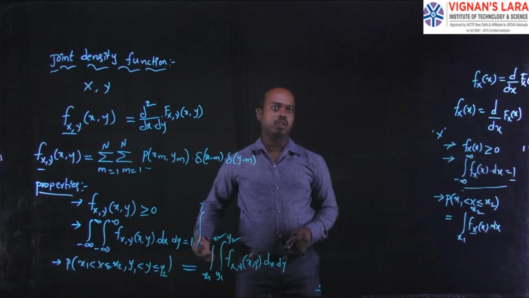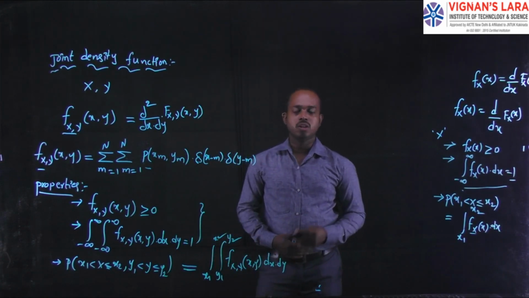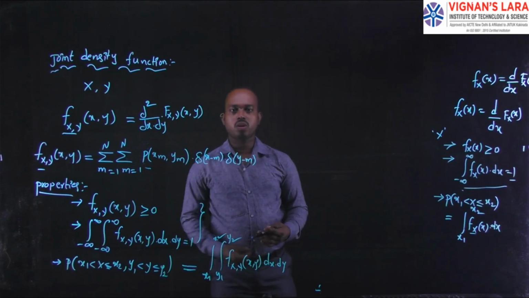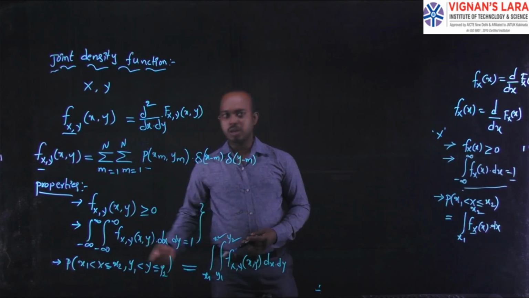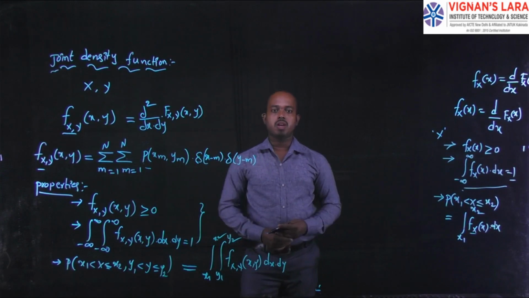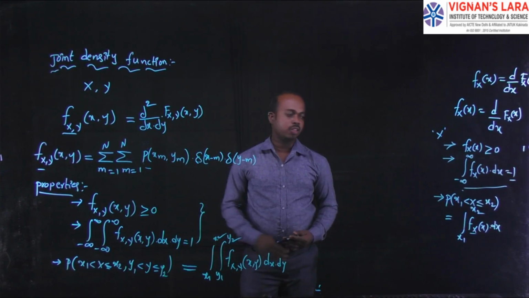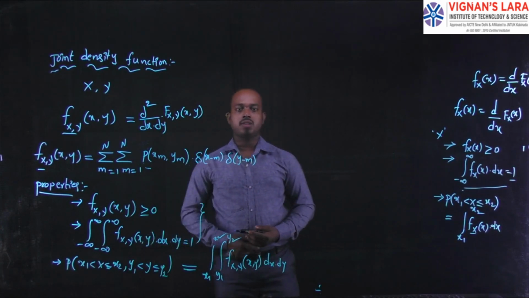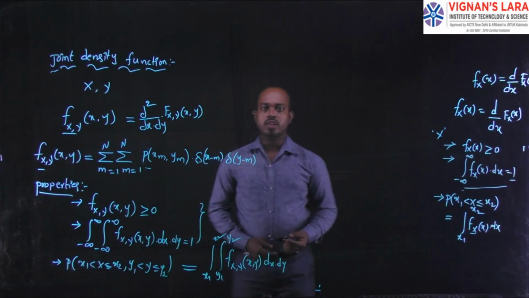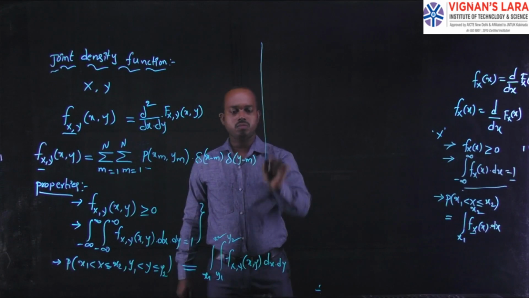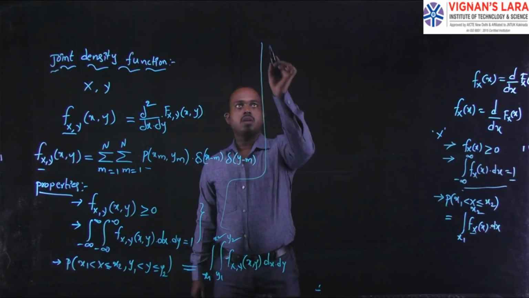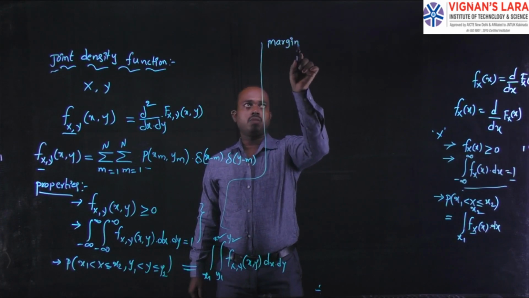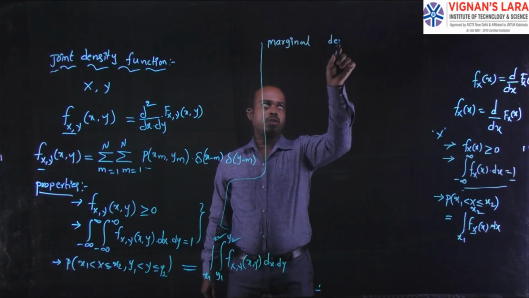This is a formula, but there is also a proof of these properties. We will not do that. We already have some derivation for these properties in the last sessions, so we are not taking any more derivation. Just remember what the formulas are and what the main difference is between the single random variable and two random variable case functions. The next one is marginal density functions.